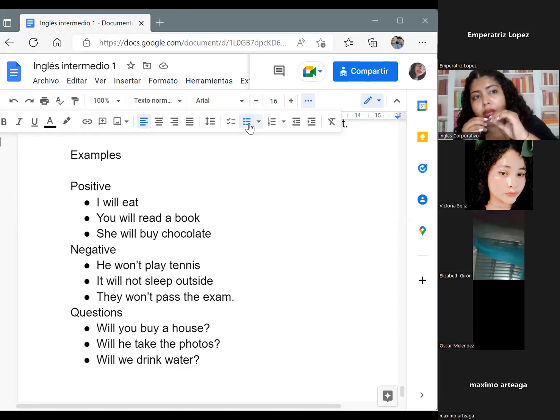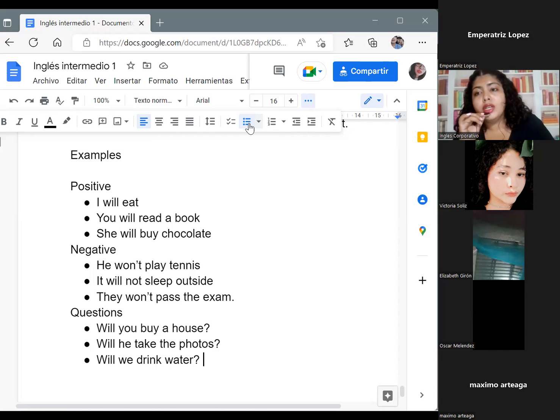Así que ahí tenemos los ejemplos, tenemos positivos, negativos y preguntas. En el caso de las preguntas, ya saben que cuando estamos utilizando estos auxiliares, el auxiliar va al inicio, luego el sujeto, luego el verbo y luego el complemento con la question mark. En el caso de que estemos utilizando WH words, vamos a poner la palabra específica para cada pregunta. But in this case, we're just using this auxiliary and we are going to create questions with that auxiliary.